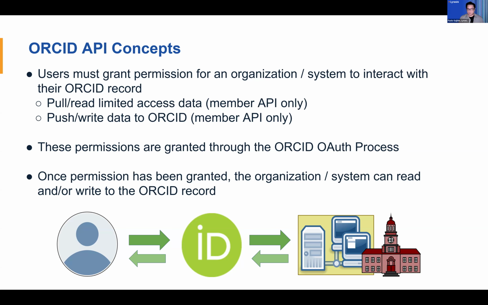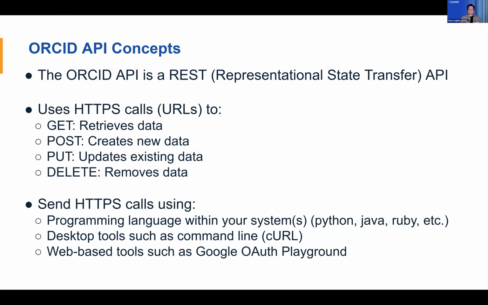The other concept that we want to bring here, and again, this will be brought up again later on, is that the ORCID API is a REST API, which is essentially representational state transfer. It uses HTTPS, of course, to do the different calls. Some of these terminologies here, for example, the GET, very self-explanatory, right? You're retrieving data.